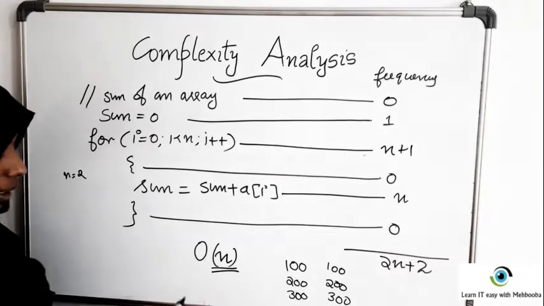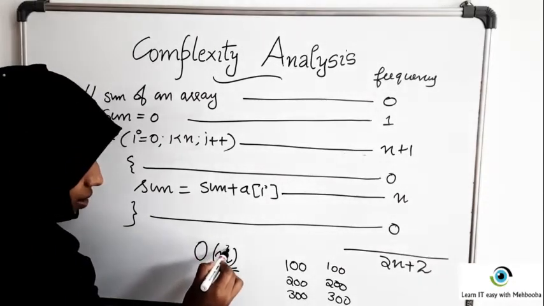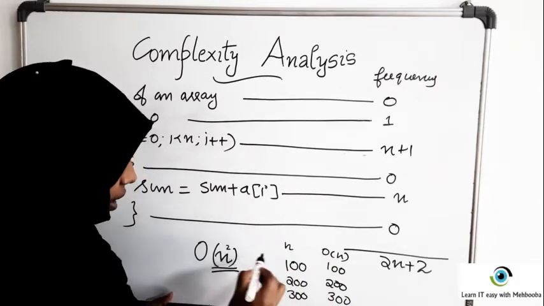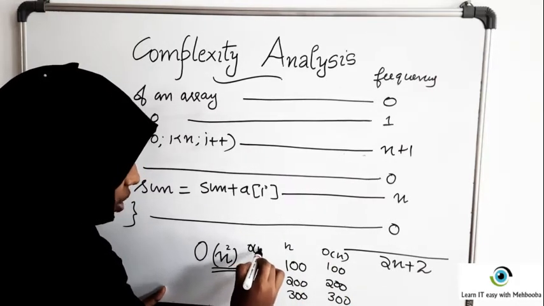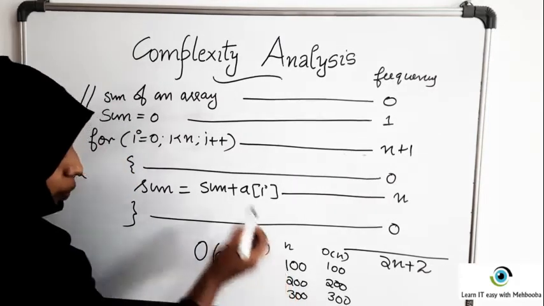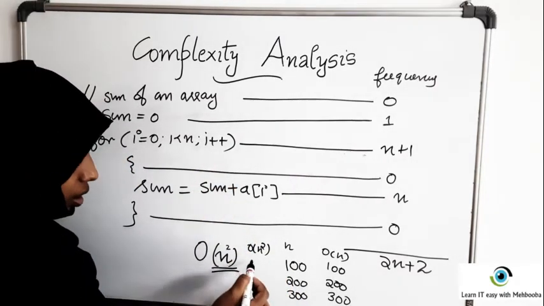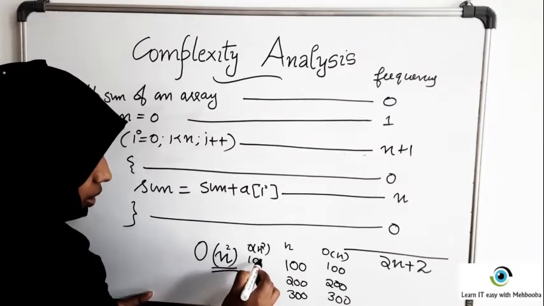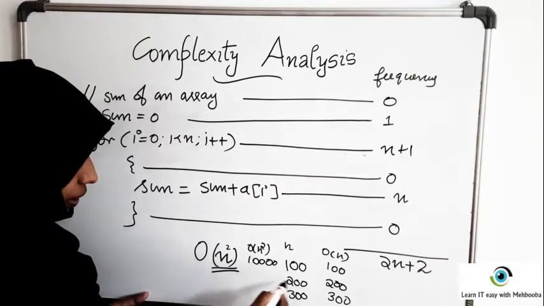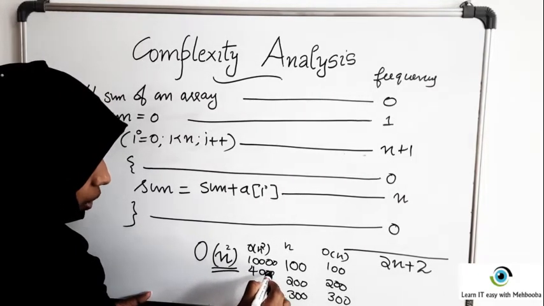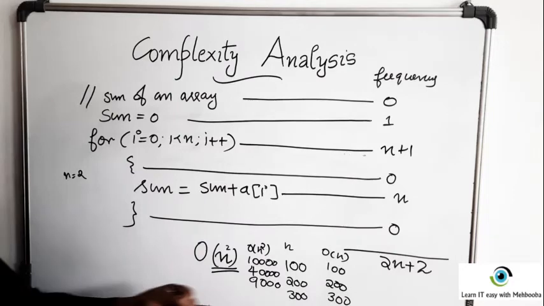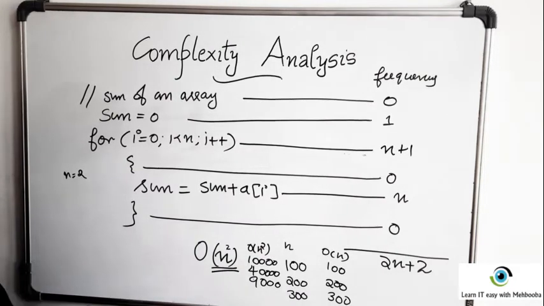What I mean to say is, this is when it is order of n, with input size n. If it was order of n square, see, if the input size is 100, it will be 10,000. If it is 200, that will be 40,000. If it is 300, that will be 90,000. So this is how the execution speed varies.